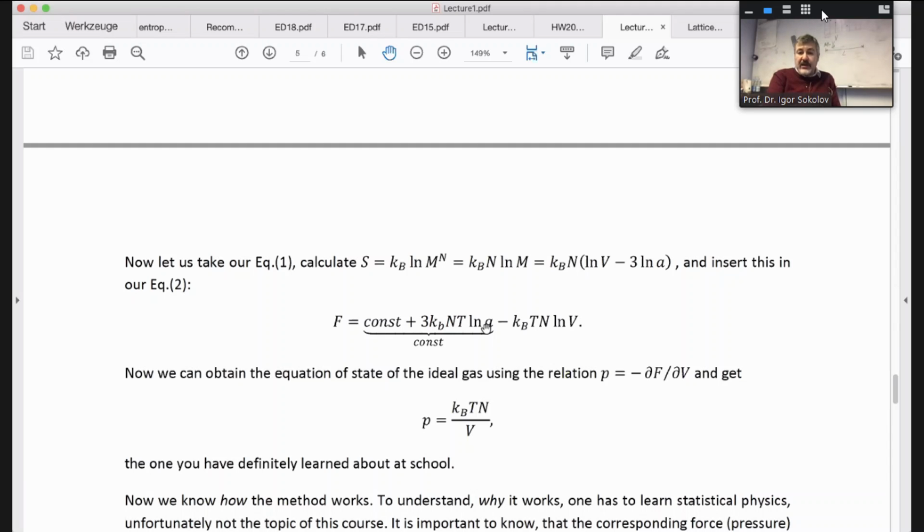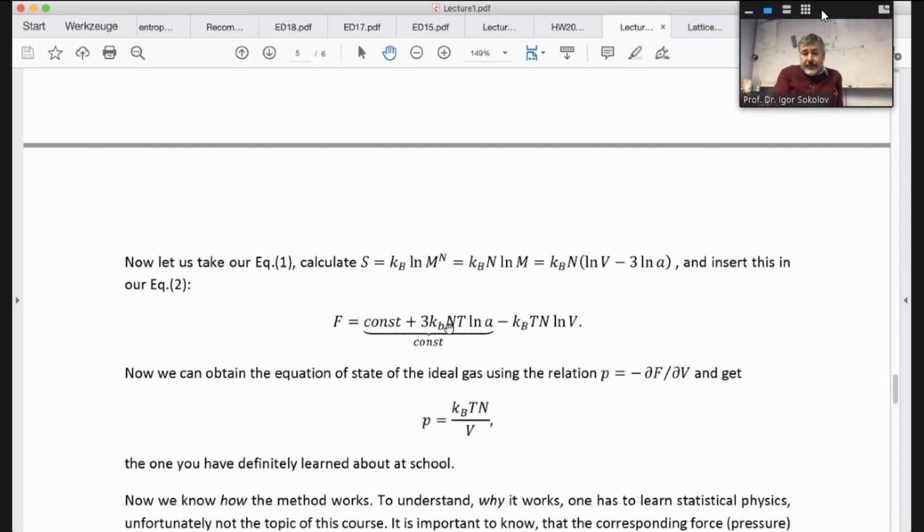But although the absolute value of everything depends on A, it's only an offset. So the volume dependence does not depend on which A I choose. It's not always like this. Essentially, it's always good to choose A in an optimal way, and we will discuss 10 minutes later what is the optimal way. But let's consider this example.